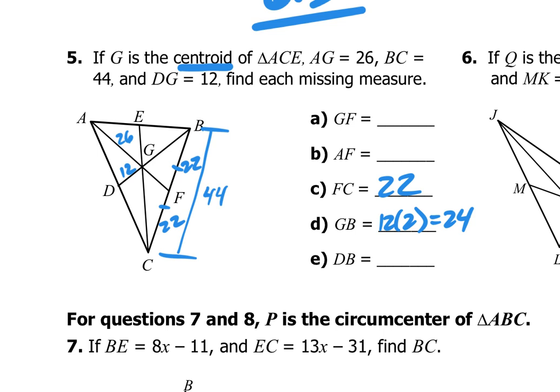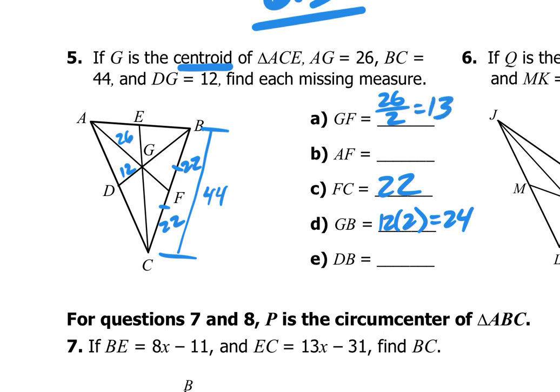Okay, if I want to find GF, is GF the shorter piece or the longer piece? It's the shorter piece, okay? So if I know the longer piece, what do I got to do to get back to the shorter piece? You got to divide it, okay? You got to divide it by 2 or take half of it. So this would be 26 divided by 2, or half of 26, which would be 13.